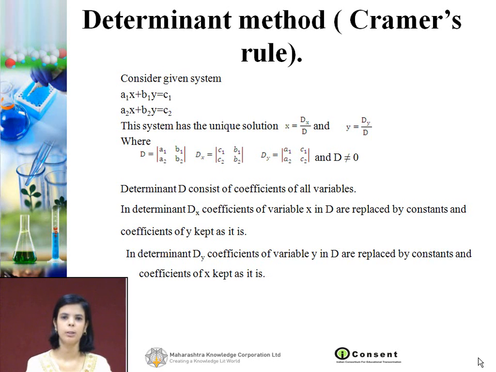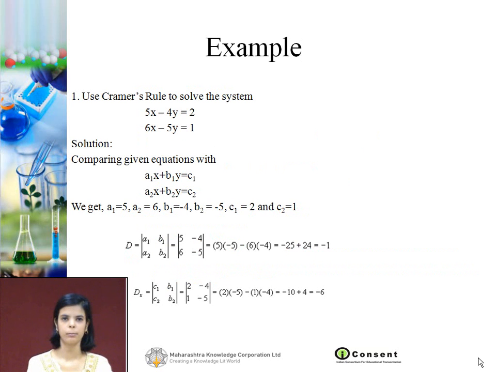Determinant d consists of the coefficients of the variables. In determinant dx, the coefficients of variable x in d are replaced by the constants and the coefficients of y are kept as they are. In determinant dy, the coefficients of variable y in d are replaced by the constants and the coefficients of x are kept as they are. Consider the example.